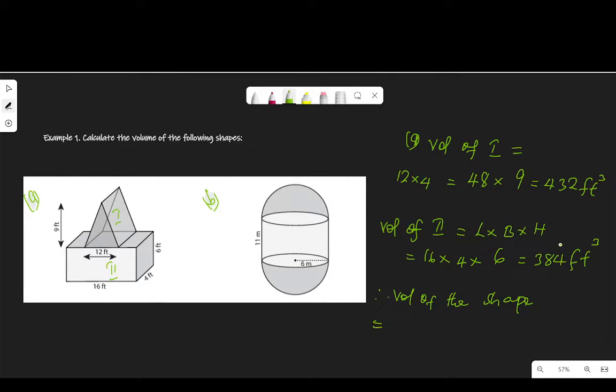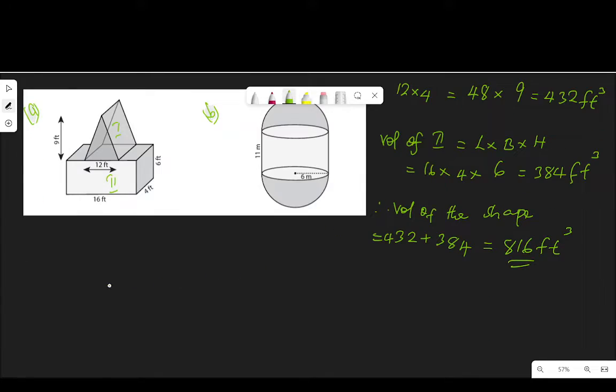Therefore, the volume of this shape as a whole is the volume of the prism on top, which is 432, plus the volume of the prism below, which is 384. 432 plus 384 is 816 feet cube, which is the volume of this shape.